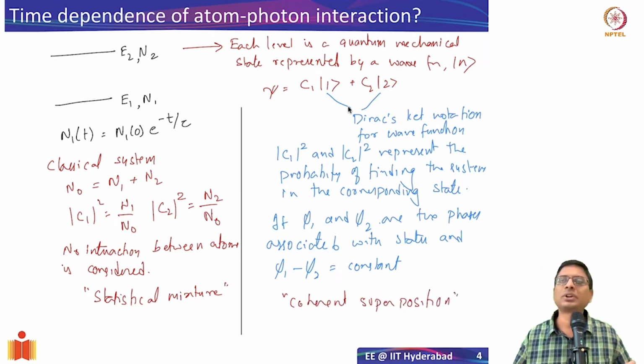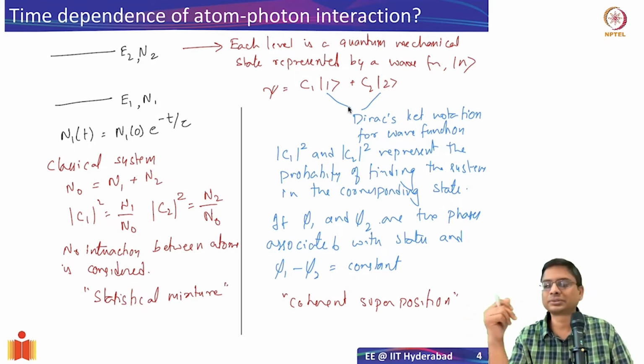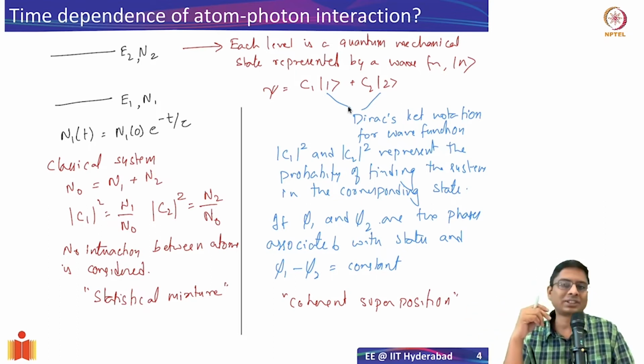If you don't have this coherence, you end up with a statistical mixture where n1 by n0 and n2 by n0 will be the probability densities. But if you have a fixed phase relation between the states, then some interesting things will happen.